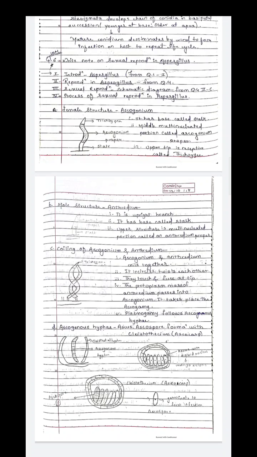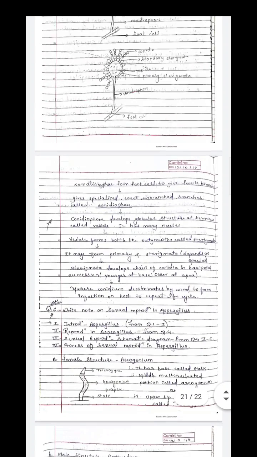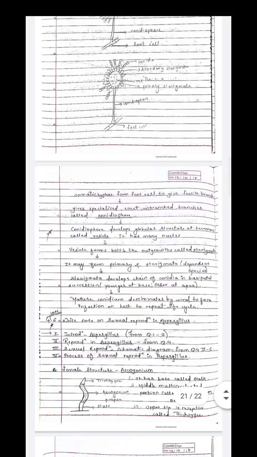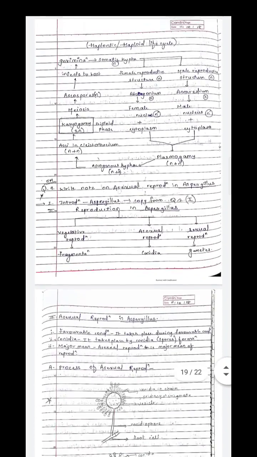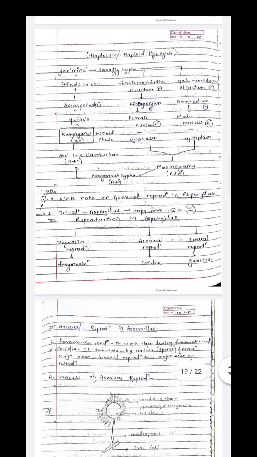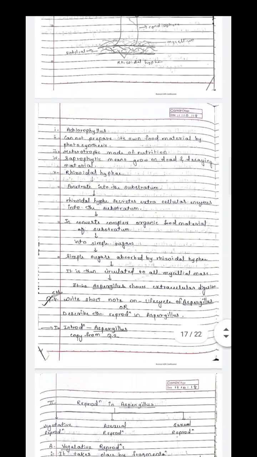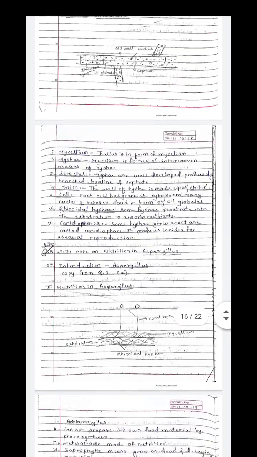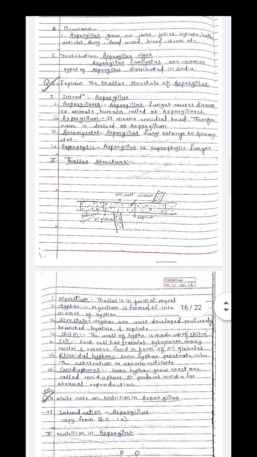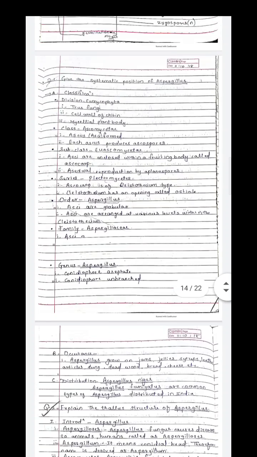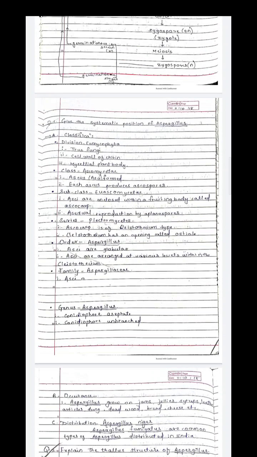what is the tip portion of the female structure, then what is called the female sex organ or male sex organ. In this way, different MCQs may be asked on these points. So in short, I focused on all points regarding reproduction, that is sexual and asexual reproduction, as well as the vegetative reproduction of Aspergillus. I also focused on the nutrition of Aspergillus, the thallus structure of Aspergillus, as well as the classification and systematic position of Aspergillus.